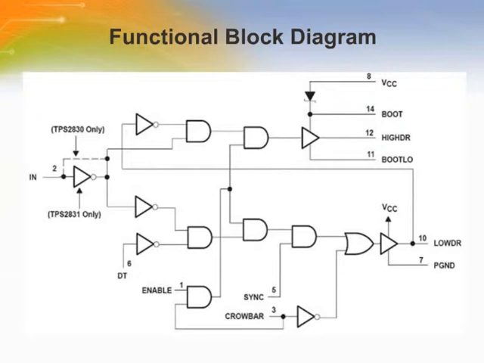The CROWBAR function turns on the low side power field effect transistors, overriding the IN signal for overvoltage protection against faulted high side power field effect transistors. The TPS2830 has a non-inverting input. The TPS2831 has an inverting input.